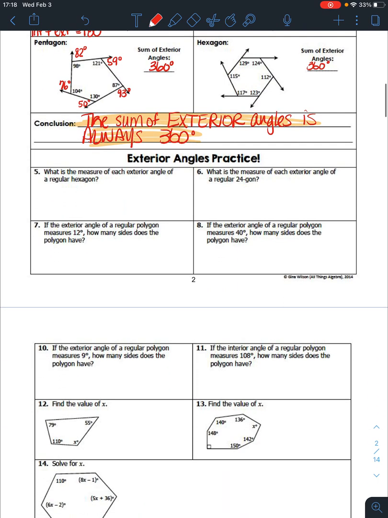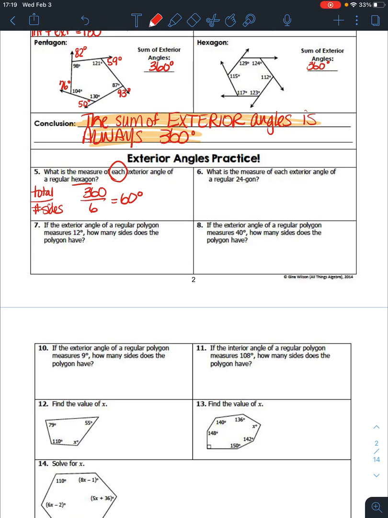So what is the measure of each exterior angle of a regular hexagon? We need it to be regular because that means they're all the same. Well, again, we need the total exterior divided by the number of sides. The total exterior is always 360. That's why that's nice, because it never changes. So 360 divided by 6 means each exterior angle is 60 degrees.